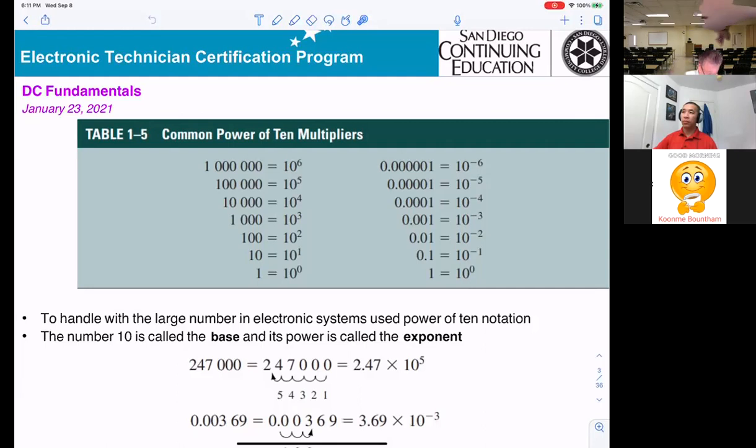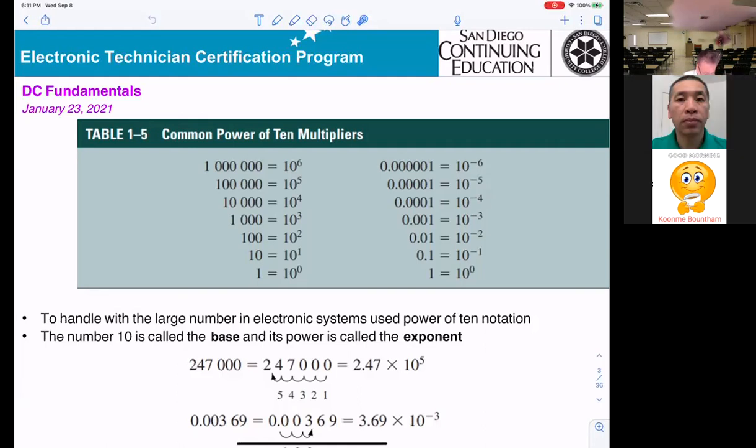Okay. Like the other number, 0.00369. They want it changed to the power of 10. So you pick right here the first number, 3.69. And now you have to know how many digits are before the number 3: 1, 2, 3. So that's why it will be a negative power, minus 3.